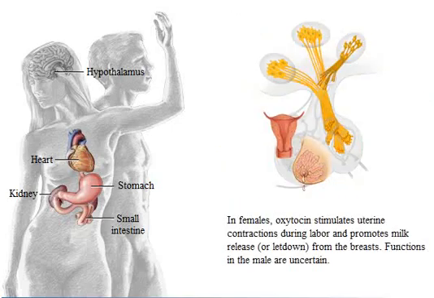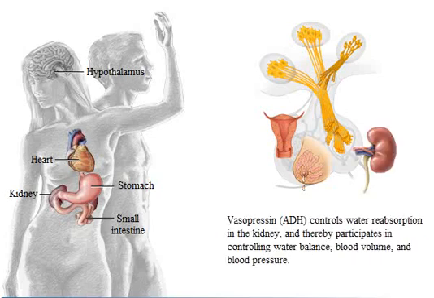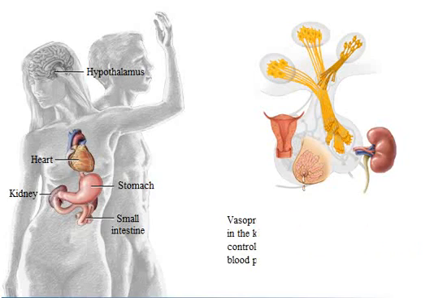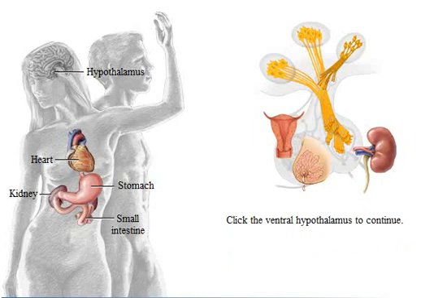In females, oxytocin stimulates uterine contractions during labor and promotes milk release or letdown from the breasts. Functions in the male are uncertain. Vasopressin controls water reabsorption in the kidney and thereby participates in controlling water balance, blood volume, and blood pressure. Click the ventral hypothalamus to continue.